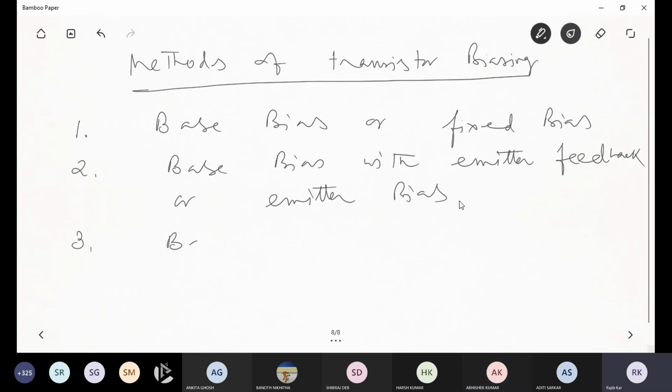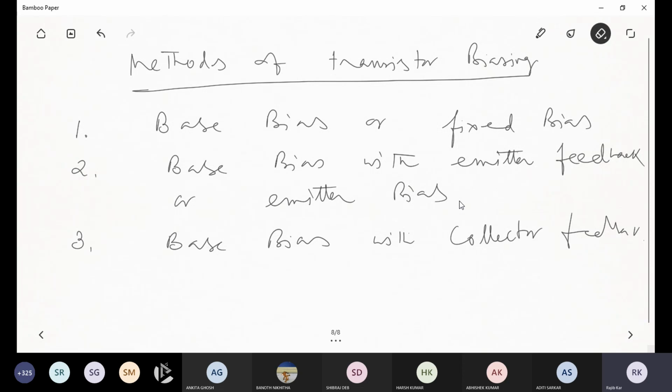Third one is base bias with collector feedback.